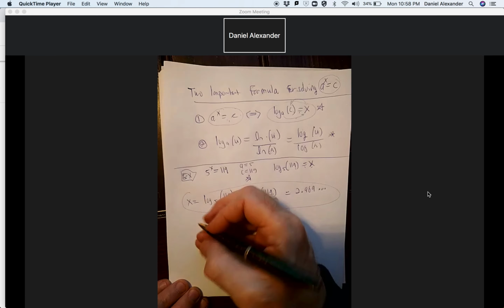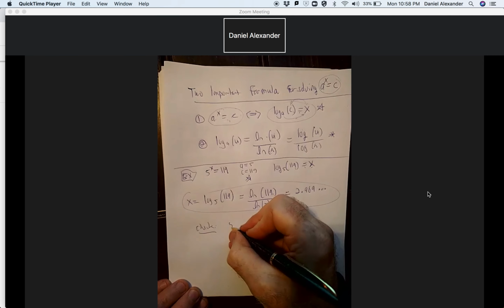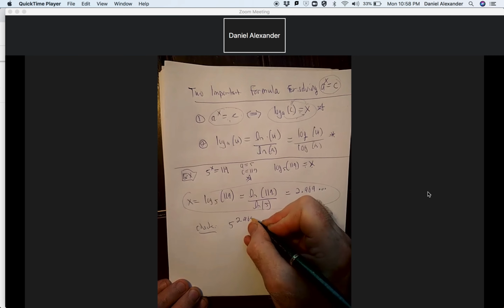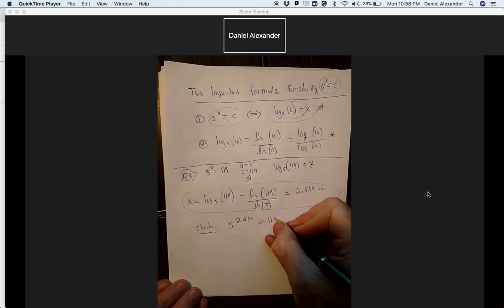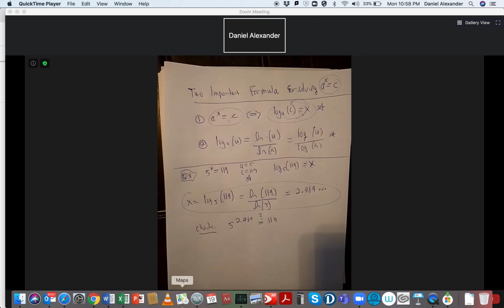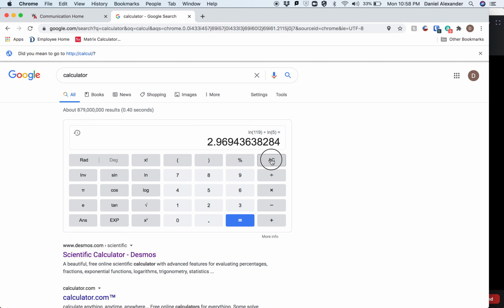So I want to check: 5 to the 2.969 equals 119. So I'm going to do the check and see what happens. I'm going to go back to the calculator website that I like. I'm going to clear everything. Oh, that's what I had. I don't know if you can see it, but it was just solving the equation. So now I'm going to reverse it.